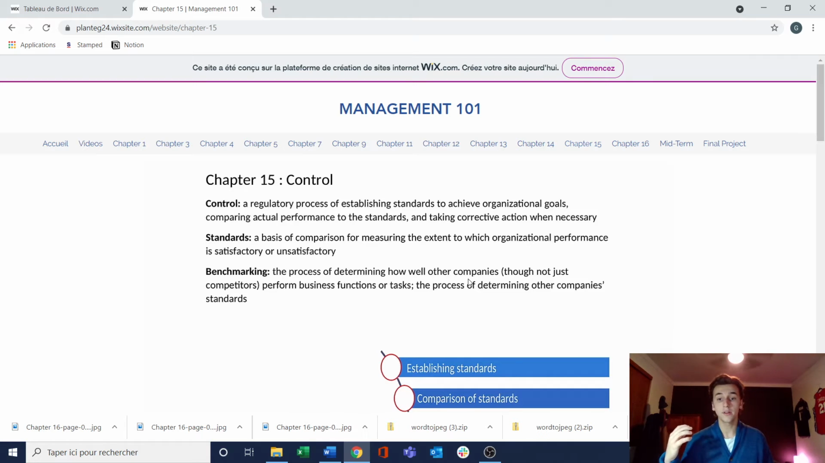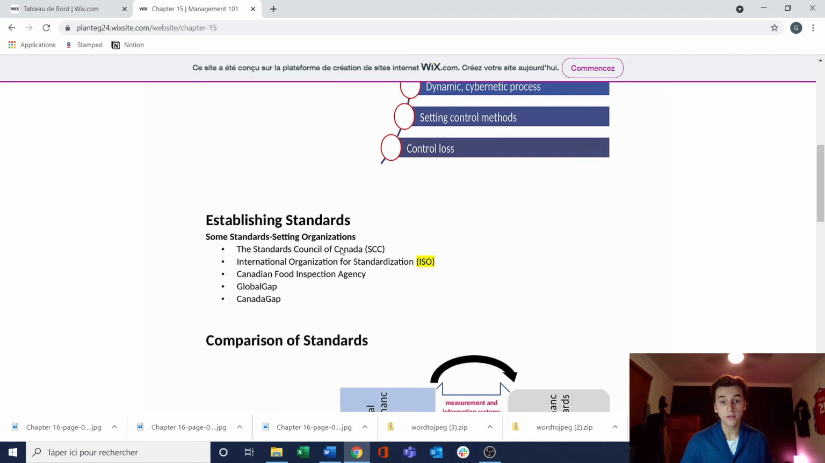Standards can be leveled with either the Standards Council of Canada, the International Organization for Standardization, Canadian Food Inspection Agency, Global Gap, and Canada Gap.